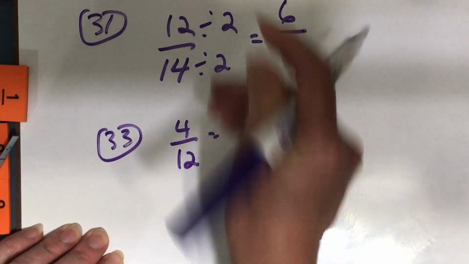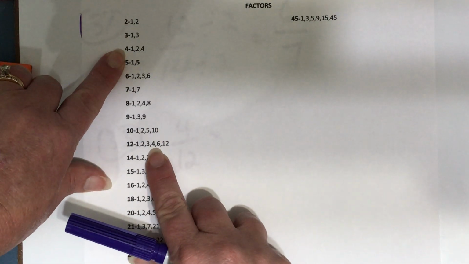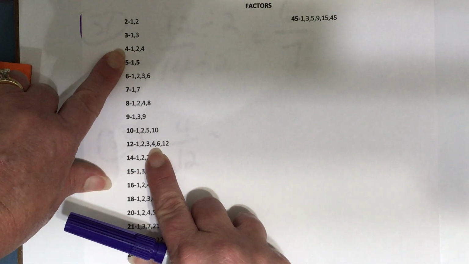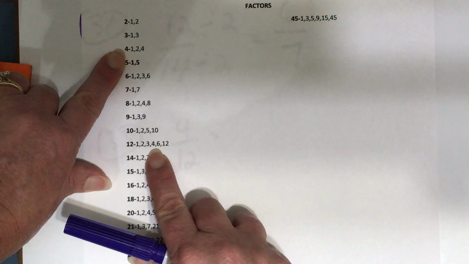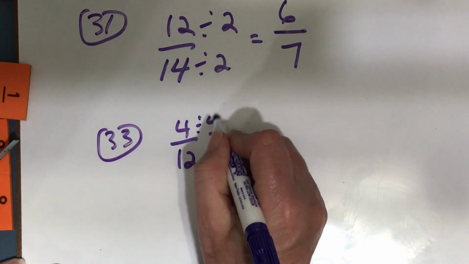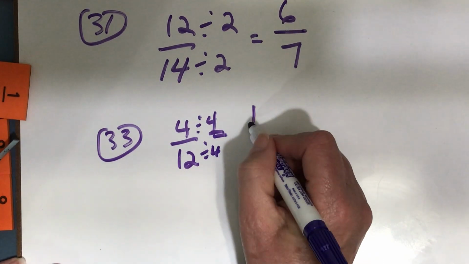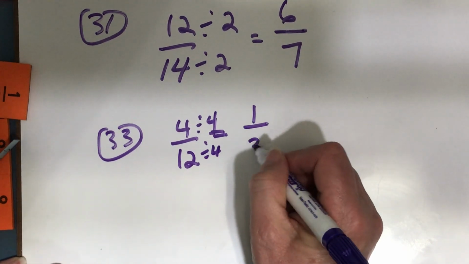4/12. So let's check 4 and 12. And I can see that my common factors are 1, 2, and 4. But I'm going to pick the greatest one, which is 4. So I'm going to divide my numerator and my denominator by 4. 4 divided by 4 equals 1. 12 divided by 4 equals 3.